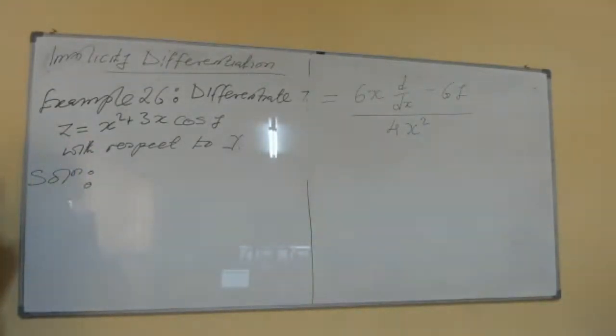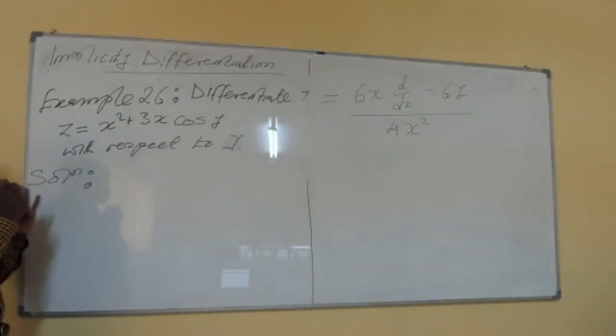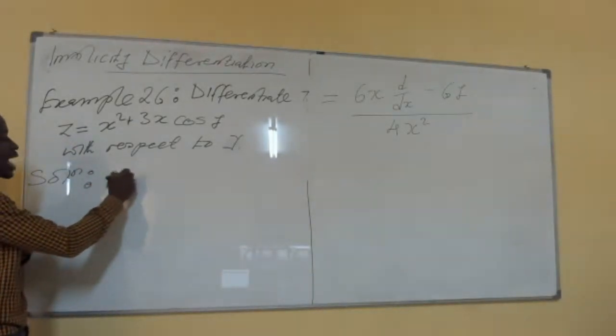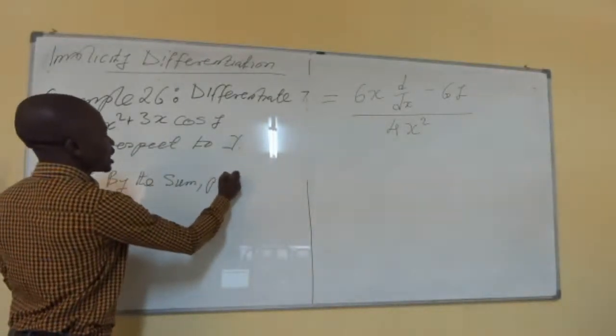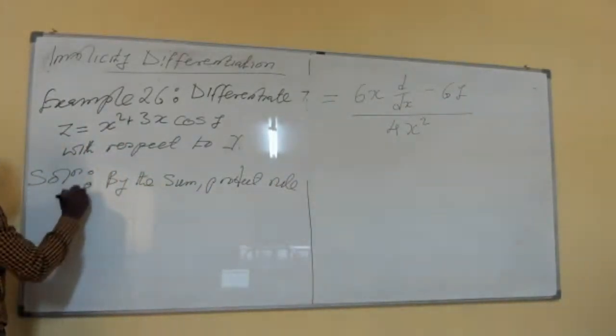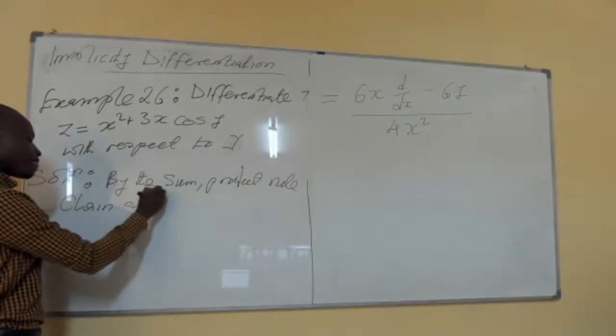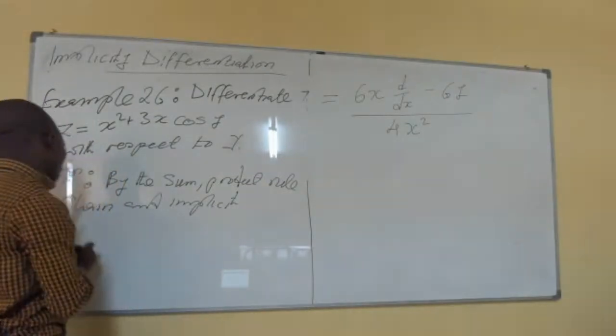In this case, we are going to apply the sum rule first, then the product rule, then the chain rule, then the implicit differentiation rules. All these four you're going to apply. So we have the sum rule, product rule, chain rule and implicit differentiation.